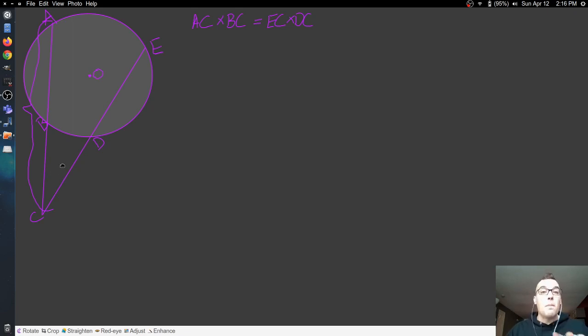The place people mess up in this one is they will accidentally say that AB times BC is ED times DC. The two parts multiplying each other is what happens when you have chords, the two things inside the circle, like that last problem. In this one, it is the whole secant times just part of it is equal to the other whole secant times just part of it. And those parts have to be the exterior ones.